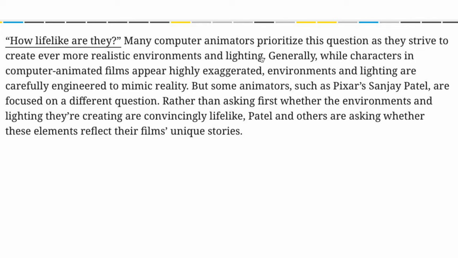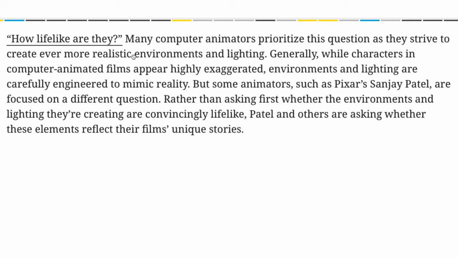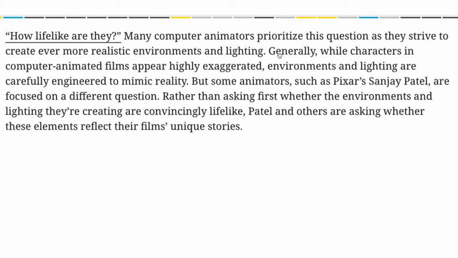Many computer animators give priority to this question as they strive to create ever more realistic environments and lighting. Generally, while characters... Okay, so it's a question that computer animators prioritize, but I'd still say we want to keep reading. Okay, generally, environments and lighting are carefully engineered to mimic reality, but some animators are focused on a different question. Rather than asking whether the environments and lighting they're creating are convincingly lifelike, Patel and others are asking whether these elements reflect their film's unique stories.